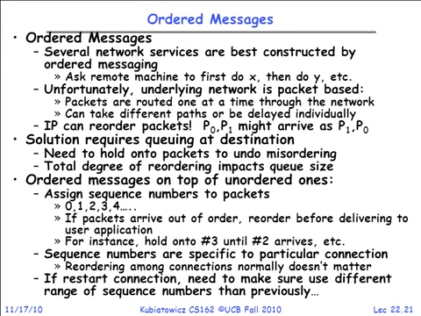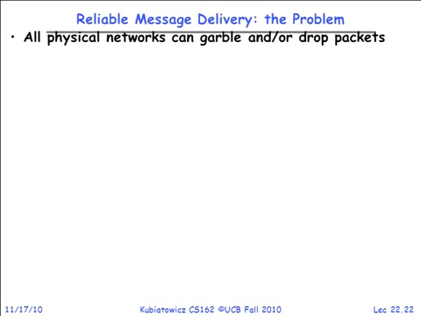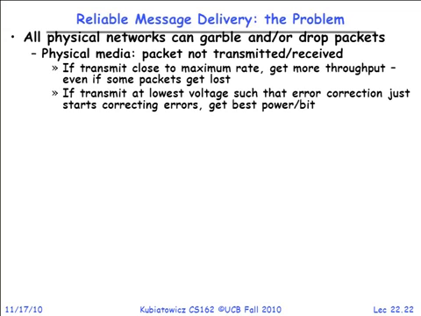Let's talk about reliable messaging for a moment. So physical networks can garble things. Examples of physical media garbling things: if you transmit close to the maximum rate, you might get mostly really high bandwidth, but occasionally garble stuff. Or if you transmit at a fairly low voltage to try to save energy, you might get garbling there, and that's okay. If you have congestion in the middle of the network, the routers can drop things, so that's a form of garbling, namely the thing doesn't show up at all.